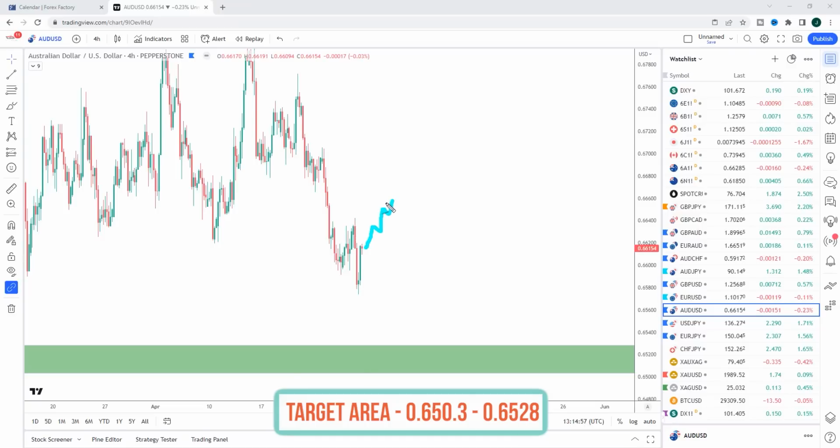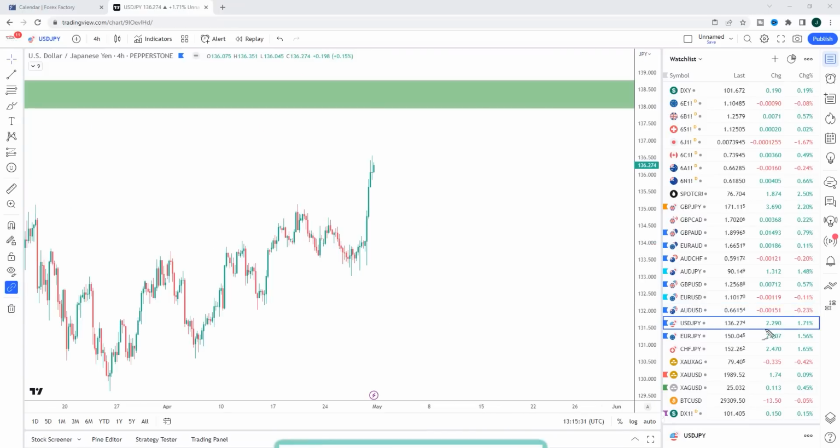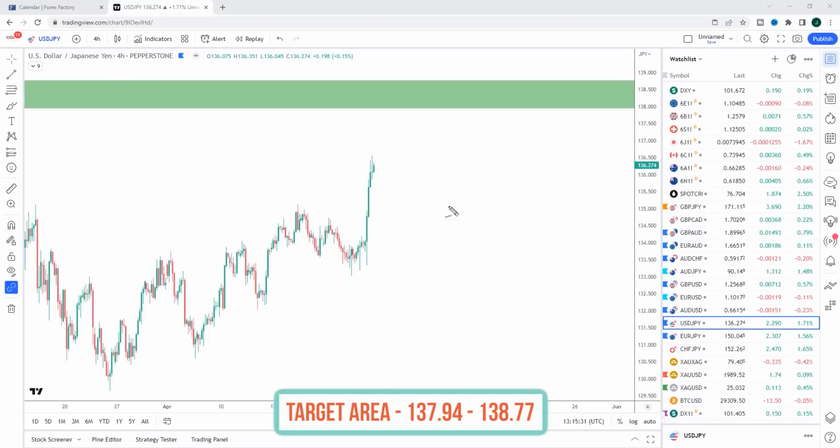Any pullback into FOMC and then a break lower on FOMC, look for a follow through from Wednesday in Aussie dollar down to the 0.65200. And my second favorite FOMC pair is US dollar yen.